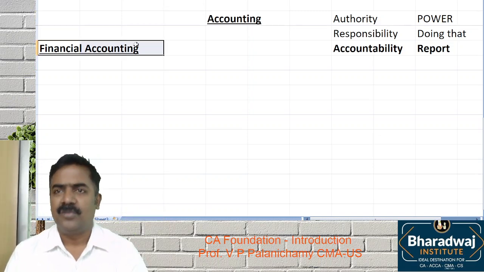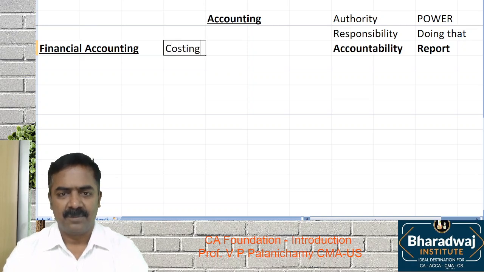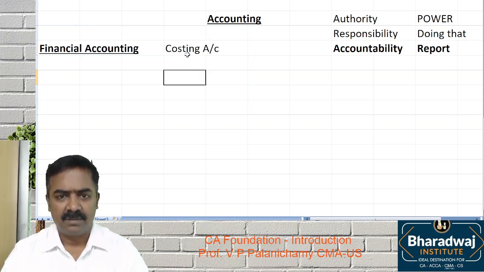What comes under it? Financial accounting will come, cost accounting will come. Okay, you've got management accounting also.